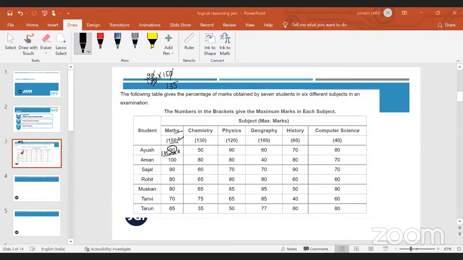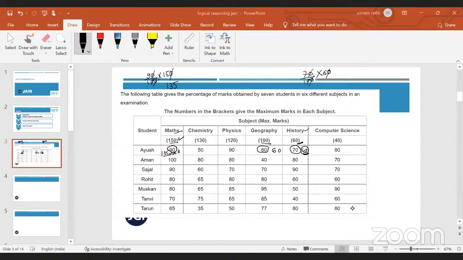Okay. Similarly, I say 60% of 100. 60% of 100 is 60. So I can say directly marks is 60. 70% of 60. 7 6s are 42. It means this person was getting 42 marks in history. Okay, so Ayush got 42 marks in history out of 60. Did you understand the data? What is the data? It is talking about percentage, right?